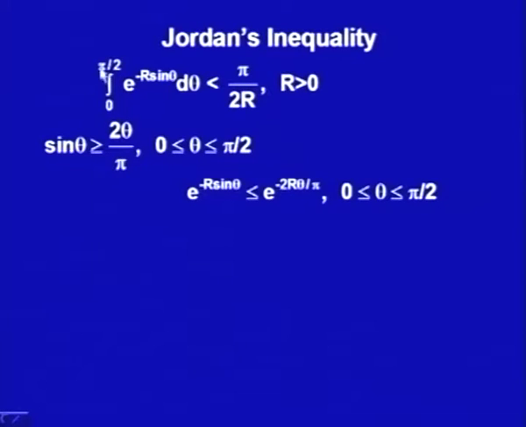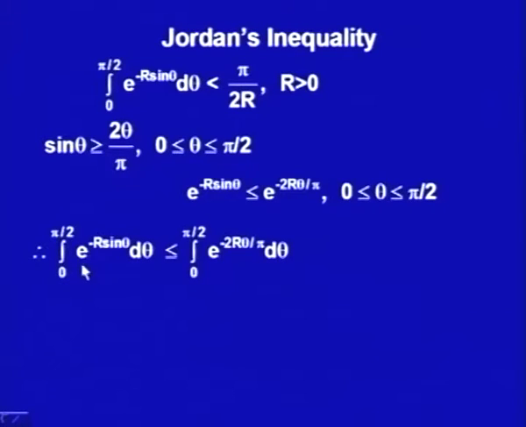We are interested only in the range 0 to pi by 2, because this integral is on the range 0 to pi by 2. If this is happening, what that says is that this integrand is bounded by this function for the whole range. What it says is that the integral from 0 to pi by 2 of e to the power minus r sin theta d theta would be less than or equal to the integral from 0 to pi by 2 of e to the power minus 2 r theta upon pi d theta.